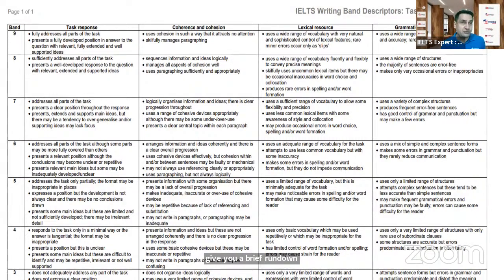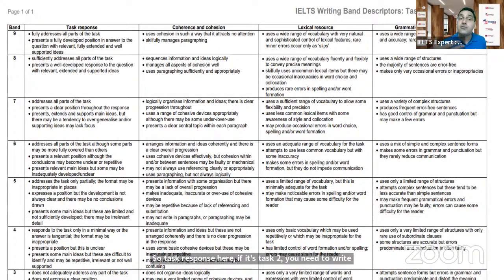So 4 parameters are there. It's like 4 boxes exactly telling you that if you do this, you would get a high score. So on the left-hand side, you can see band 9, 8, 7, 6, whatever is your requirement. This is what you need to do for each parameter. So task response. Here, if it's task 2, you need to write 250 words. If you write below that, you get penalized.